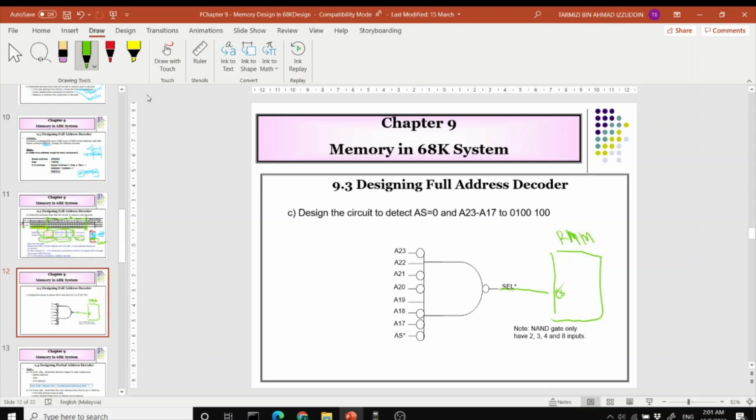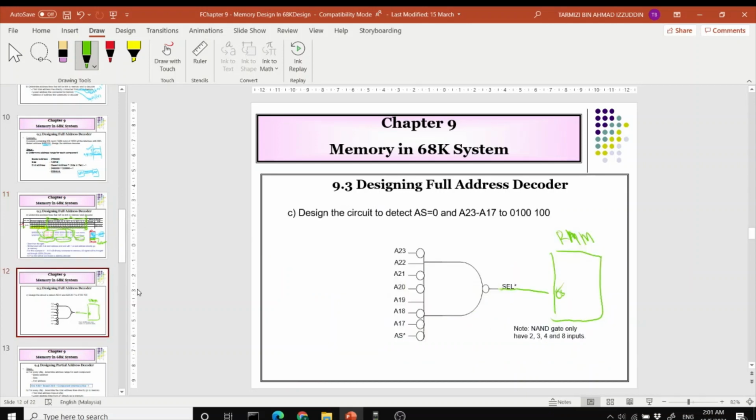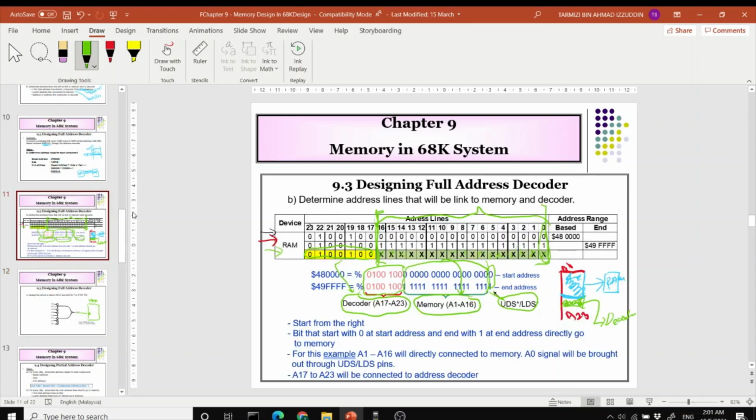So how do we make a full address decoder? Again, we can use the remaining unused address lines to select the RAM over here. So the easiest way is for you to use a NAND gate. Okay, so how do you design a full address decoder using a NAND gate?